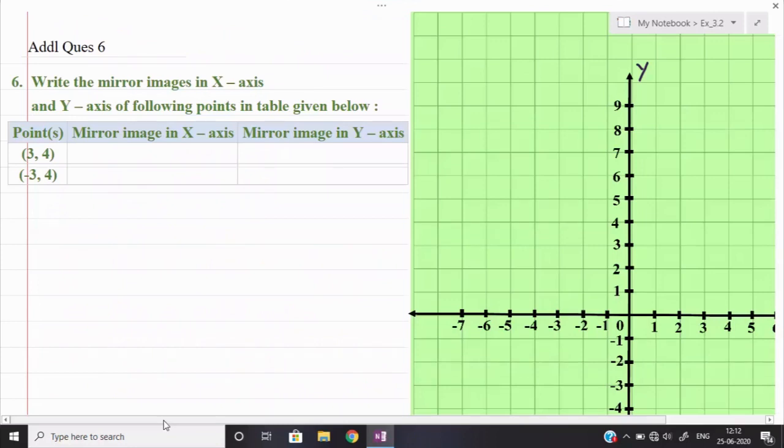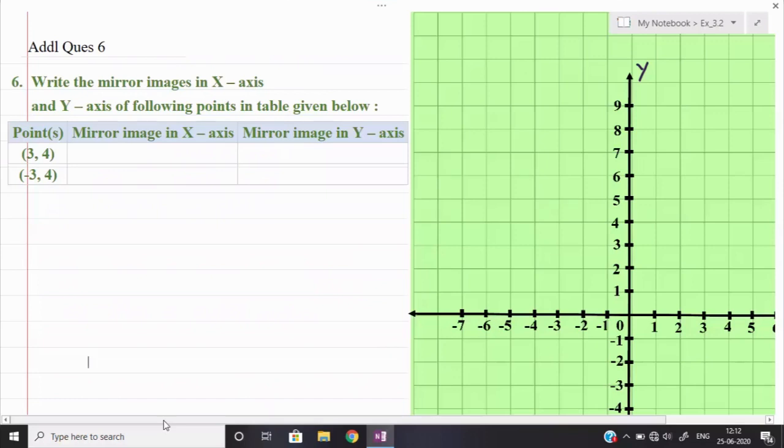Yes, students, now we shall start the last question, that is question number 6. Write the mirror image in x and y axis for the following points. 2 points I am taking here and 2 I am keeping as homework for you that you can try on your own. Now first of all, what is a mirror image?